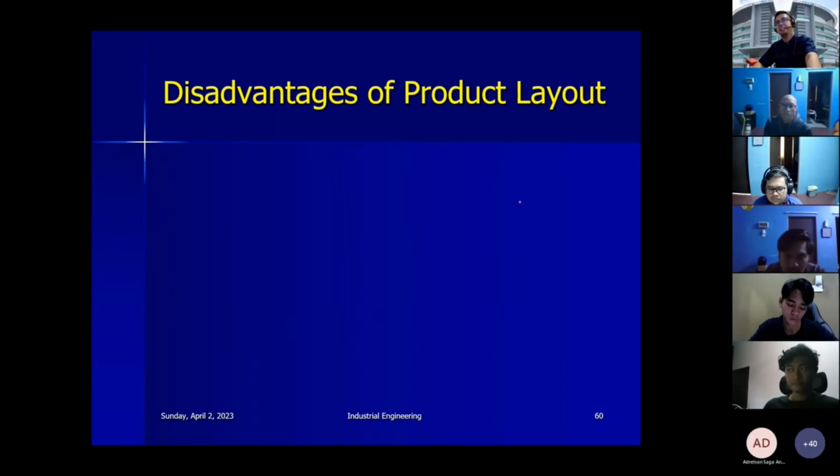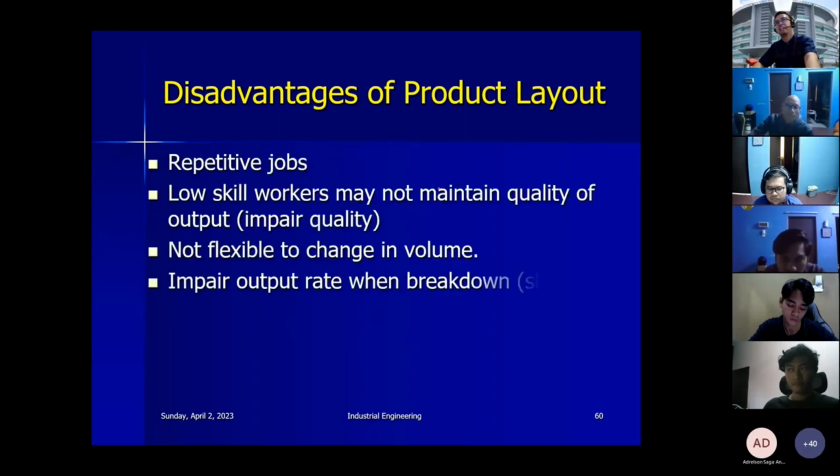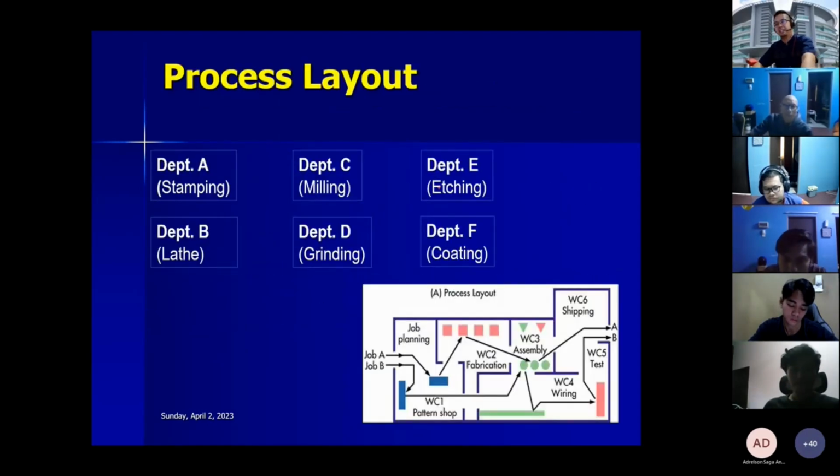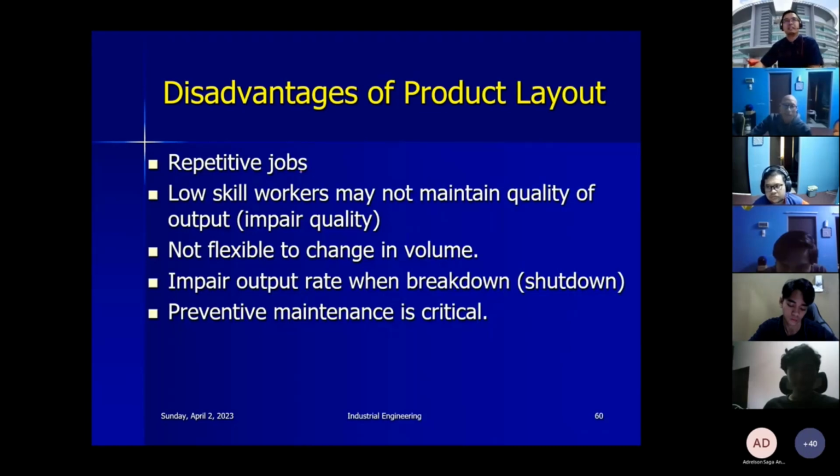What are these disadvantages? As I mentioned earlier, the disadvantage of the product layout is that repetitive jobs can cause ergonomic issues. So what is an ergonomic issue? Suddenly, for one hour of continuous work, it can cause body discomfort, especially back pain, lower back, neck pain, hand and wrist pain, or what we call carpal tunnel syndrome, due to repetitive jobs.